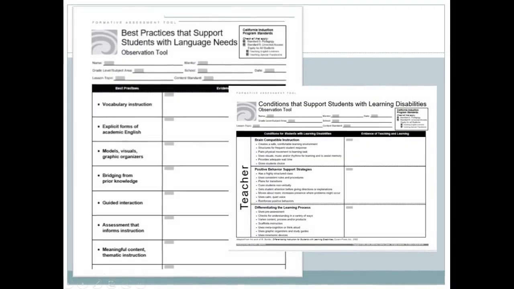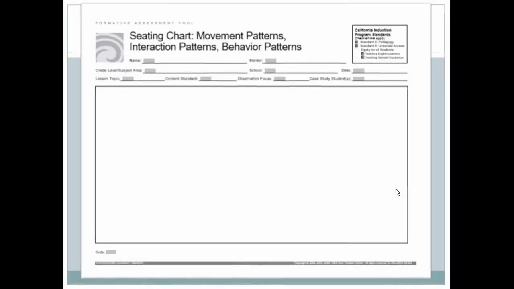These are more similar sorts of checklists. These are from the New Teacher Center, and I use them for some induction work I did with teachers. But here's the best practice vocabulary instruction, using explicit forms of academic English. So these are best practices that support language needs students. And so I can look for each of these things and then comment on how I did or didn't see them. Same thing here for students with learning disabilities. Here are some components of brain compatible instruction I can look for and then comment. Check off any of these things and comment, etc. So those are more of checklists.